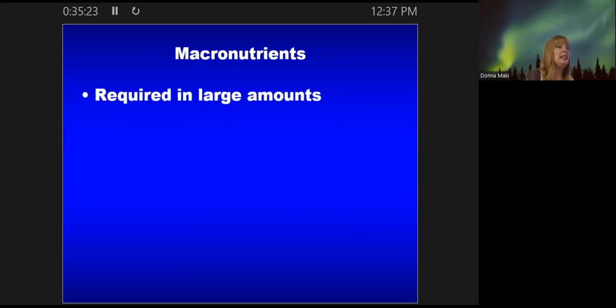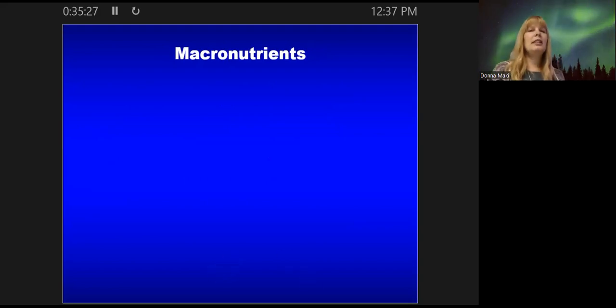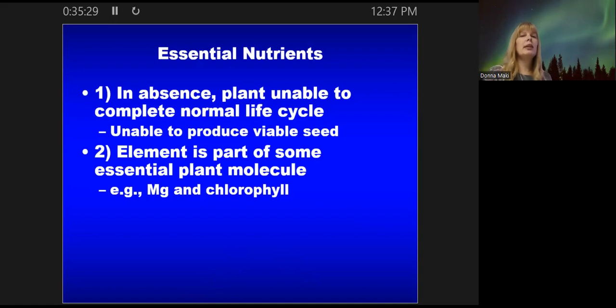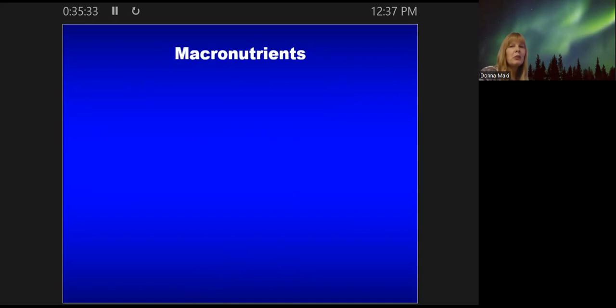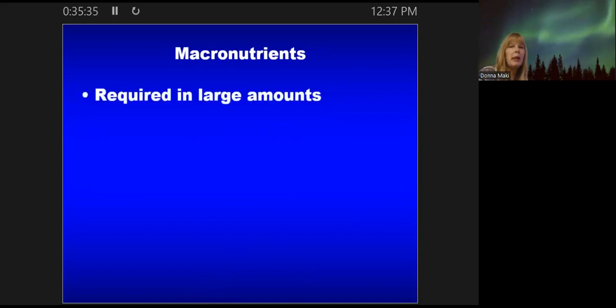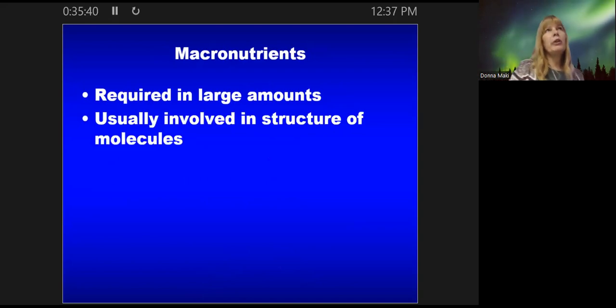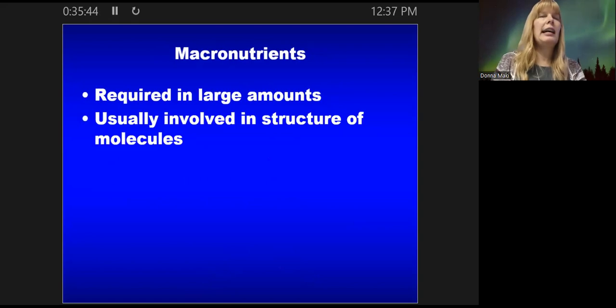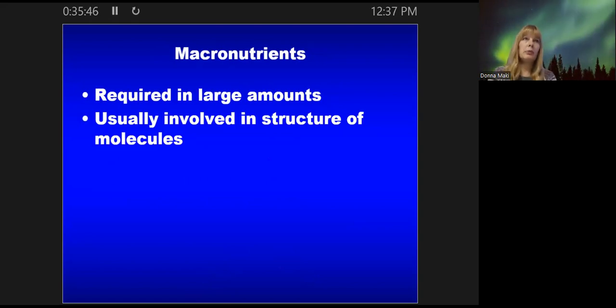The two key things that, yeah, so this is the two-part definition of what an essential nutrient is. Okay, so macronutrients. Macro just means they're present in large amounts. And what that usually means is that they are part of a structural aspect of the plant body. And that's why they're needed in such large amounts.